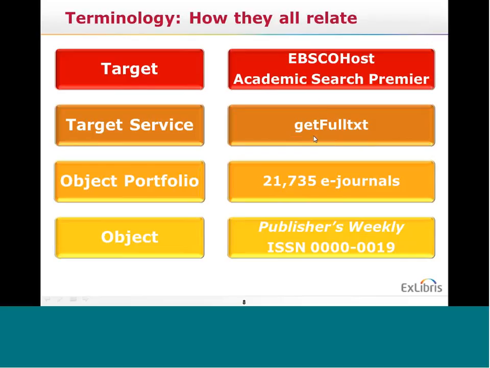Each component, or level as I think of it, has to be active for the resource to be available in SFX. So in this case, if I newly subscribe to Publishers Weekly through Academic Search Premier, and I want to activate Publishers Weekly in SFX, I'd actually have to make sure that all 3 levels are activated. The journal itself, Publishers Weekly, the service, Get Full Text, and the target as well, the target level, and in this case it's EBSCOhost Academic Search Premier.